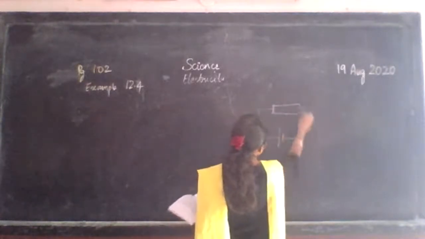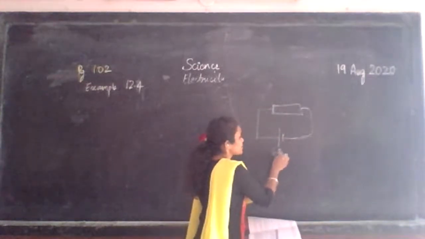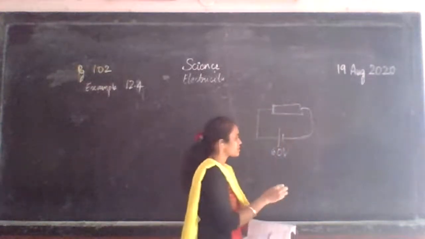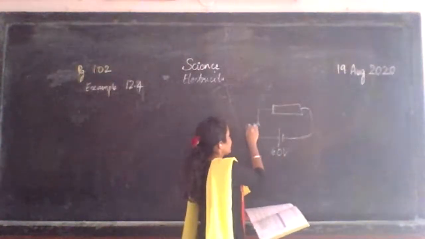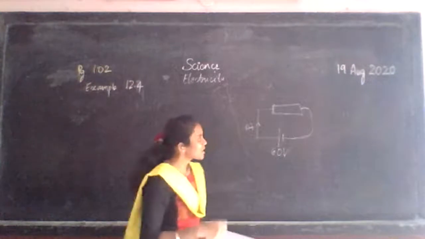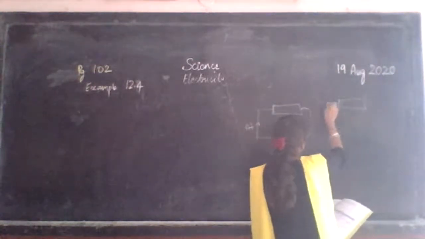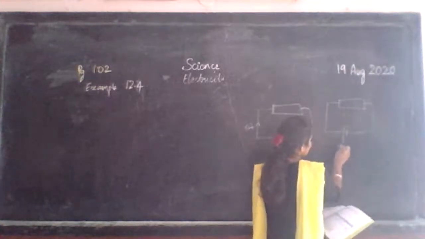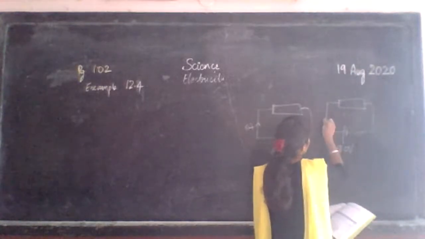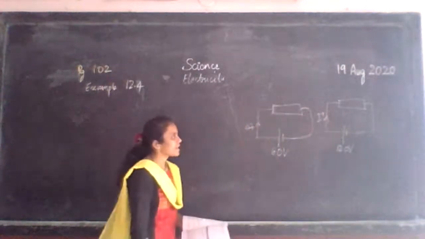Now this is connected to a battery whose supply is 60 volt. Potential difference is 60 volt. Then the current drawn from it is 4 ampere. Now what are they going to do in the second case? They are going to connect this heater to another battery whose potential difference is 120 volts and you have to find out the current.